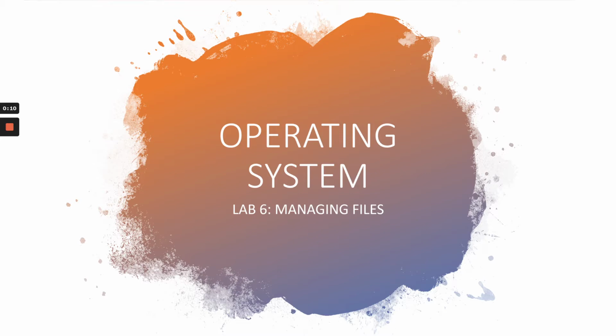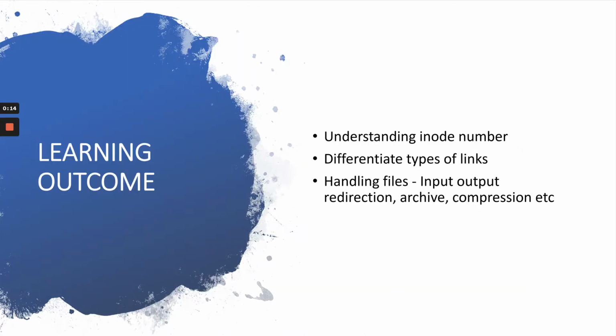So today you will learn about how to manage files in Debian 9. Before we start our lab, let us look at the learning outcomes for today. By the end of this practical session, you should be able to understand what an inode number is. You should be able to differentiate different types of links, and you should be able to handle different file operations such as input-output redirection, archiving, compression, and etc.